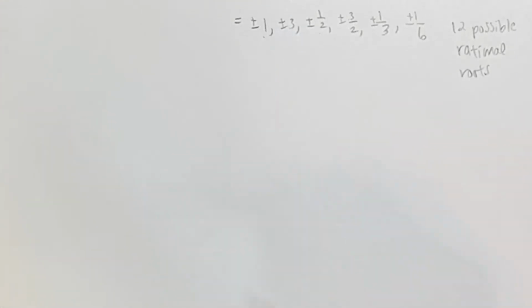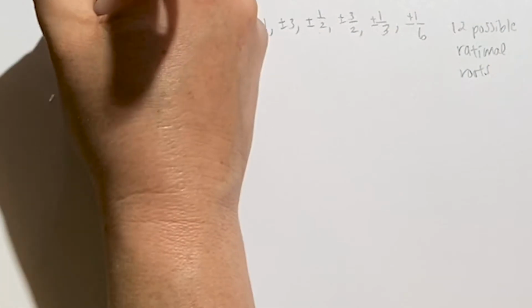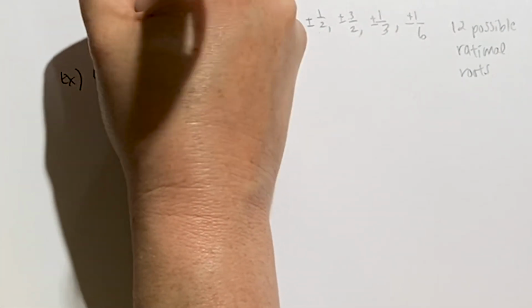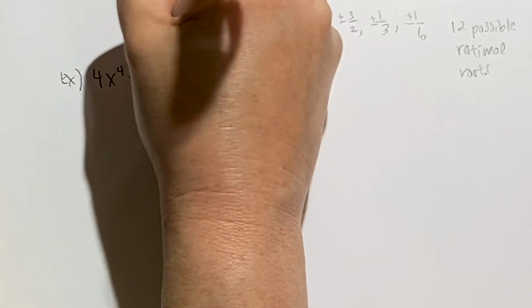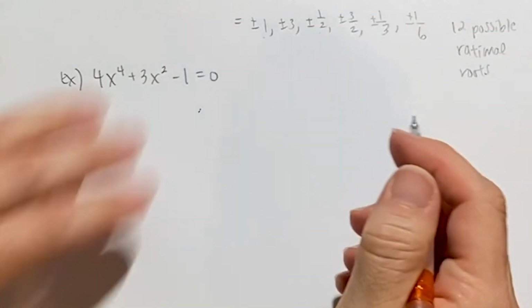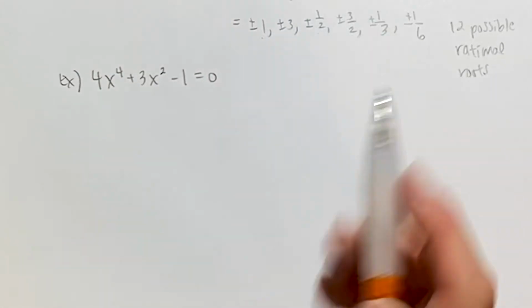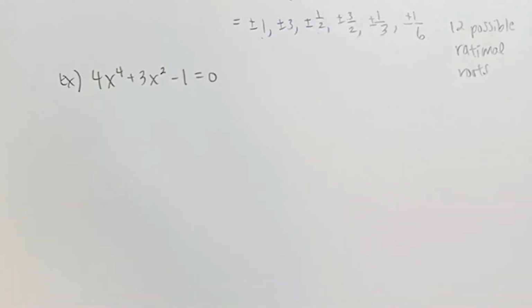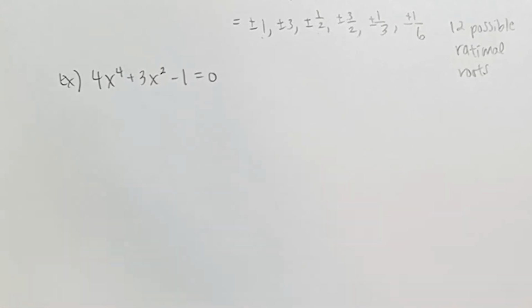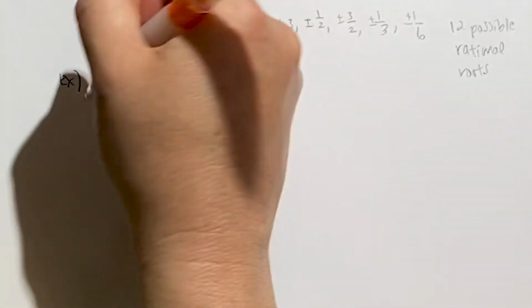So I'm going to give you a new equation to work with. New example, we're going to use 4x to the 4th plus 3x squared minus 1 equals 0. We want to solve this guy. This is a 4th degree polynomial. So we're going to look at how you can solve this 4th degree polynomial using synthetic division. Well, we need some roots to try in our synthetic division. So we're going to make a list of possible rational solutions.